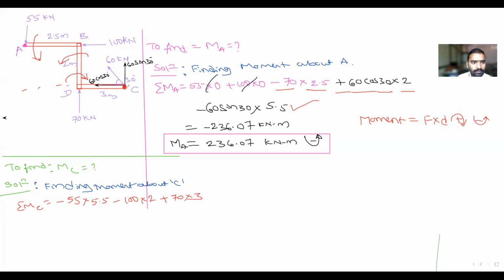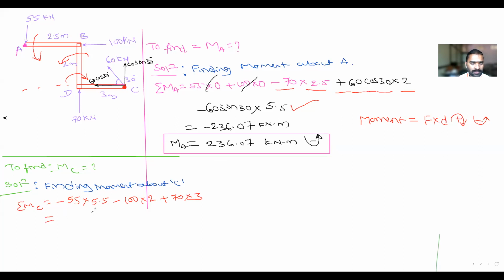Now, there is a 60 kilonewton inclined force, so there is a horizontal and a vertical component. Are these two forces producing any moment or not? No, they are not producing any moment. Why? Because they are passing through the given C point. There is no perpendicular distance. Hence, I will not write those two terms. Okay, is it clear? Yes, sir.